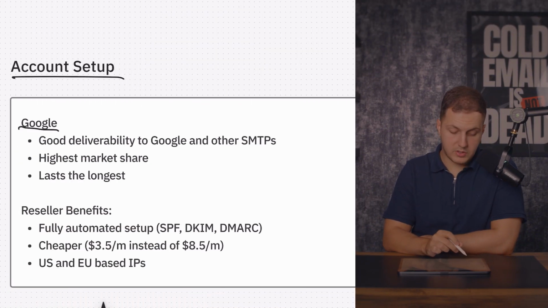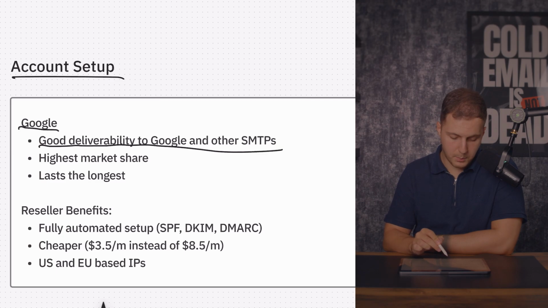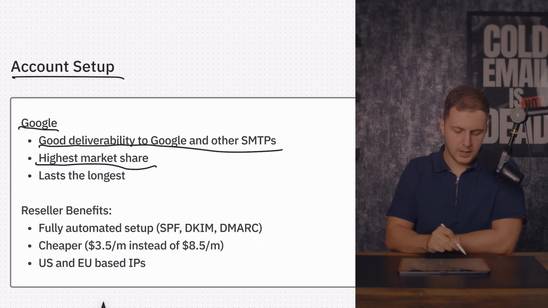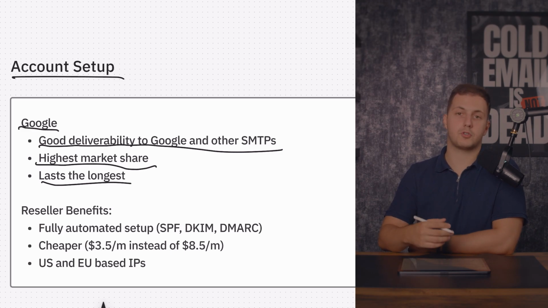After we have our domains ready, we need to set up email accounts. Now, I've tested every single infrastructure that exists, and Google Workspace inboxes have premium deliverability compared to any other solution on the market. So, we want to use Google Workspace inboxes. They have the best possible deliverability. They have highest market share, meaning most people use Google. And if you send from Google to Google, the chances of landing in inbox are much, much higher. And they last the longest, meaning you can use your infrastructure for years.